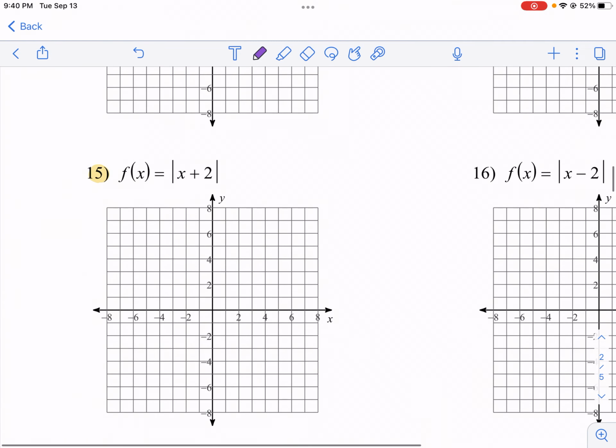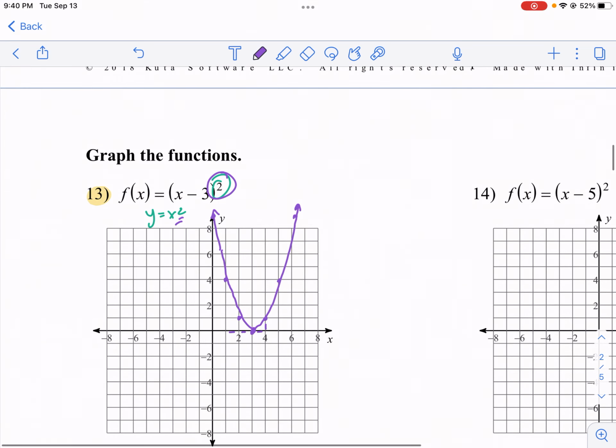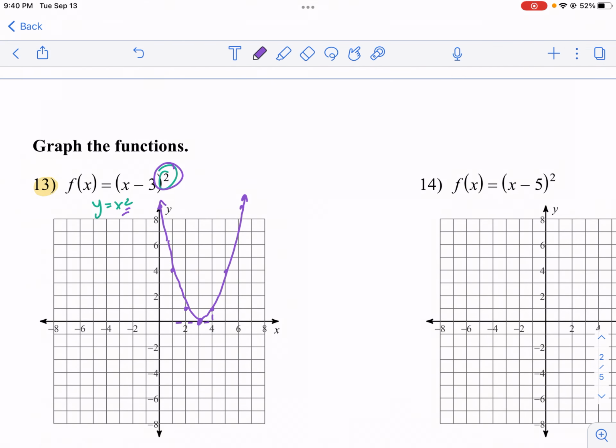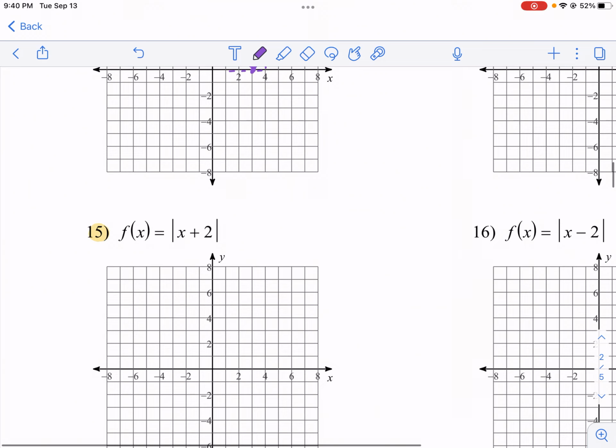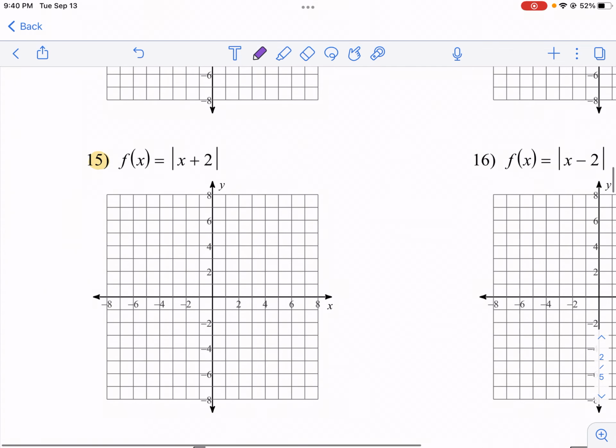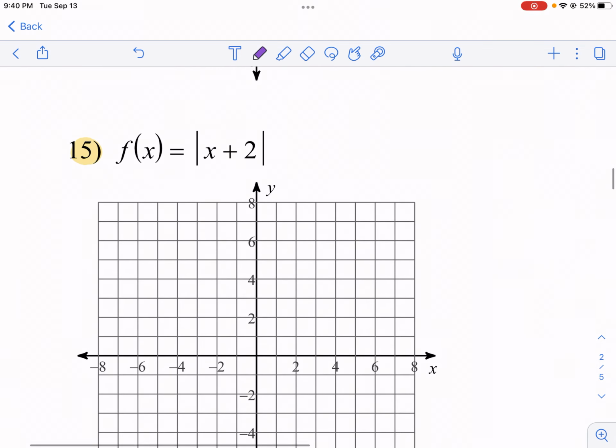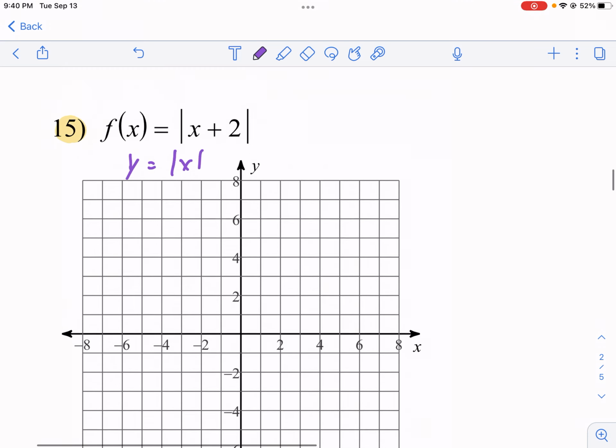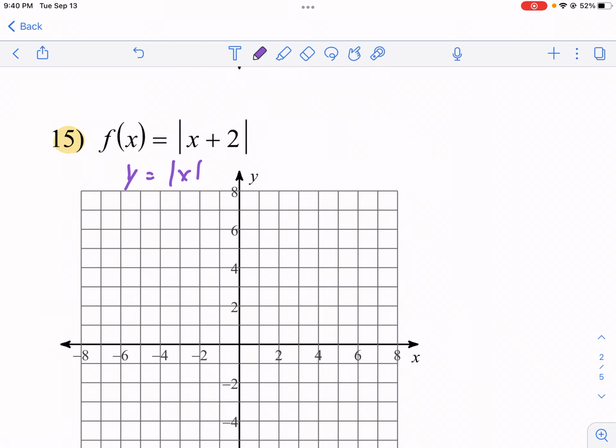Next one I have highlighted, and I'm basically covering the highlighted ones because they cover every concept. If you do the highlighted ones, you understand how to do all the problems. So number 15. This is our absolute value parent function, so y equals absolute value of x. Okay, and it's just slid over 2 units to the left.